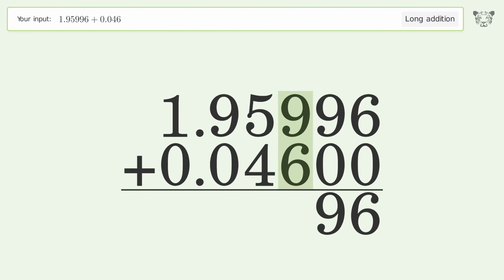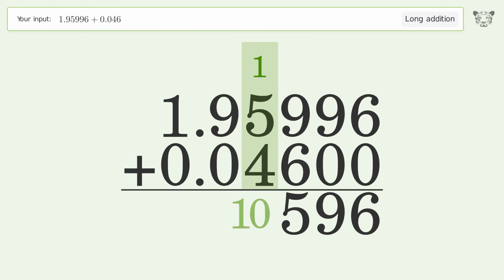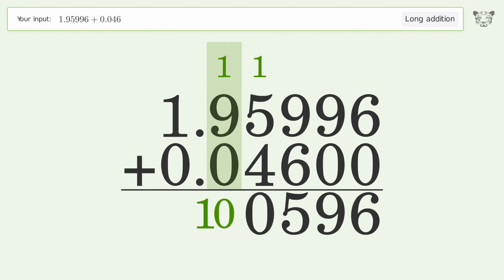9 plus 6 equals 15. Carry 1 to the hundredths place. 1 plus 5 plus 4 equals 10. Carry 1 to the tenths place. 1 plus 9 plus 0 equals 10. Carry 1 to the ones place.